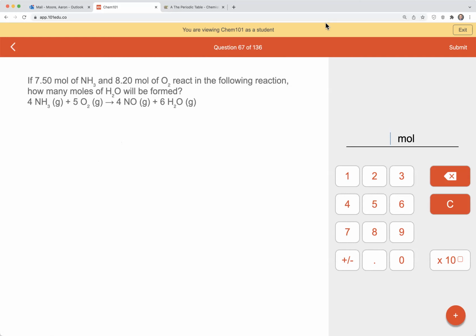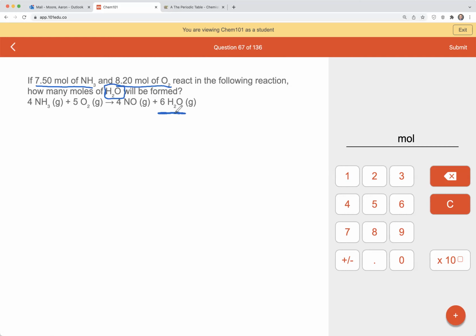Okay, so what we're told is that we have 7.5 moles of ammonia and we have 8.2 moles of oxygen. So one of these is going to run out first. And we just need to figure out which one is going to run out first. And the recommended way of doing that is just go ahead and figure out how much product. And there's two products, and this one it designates, which one we care about. But if it hadn't, you just pick one.